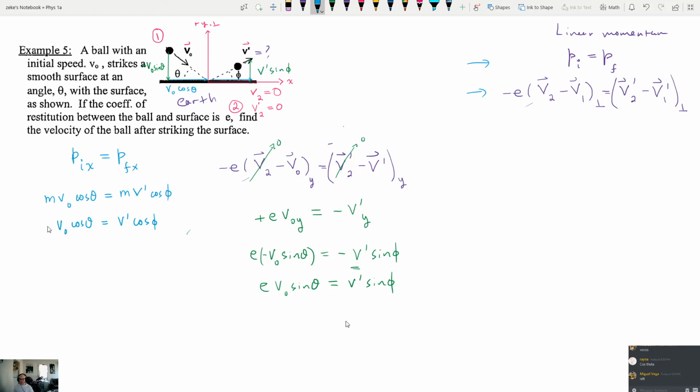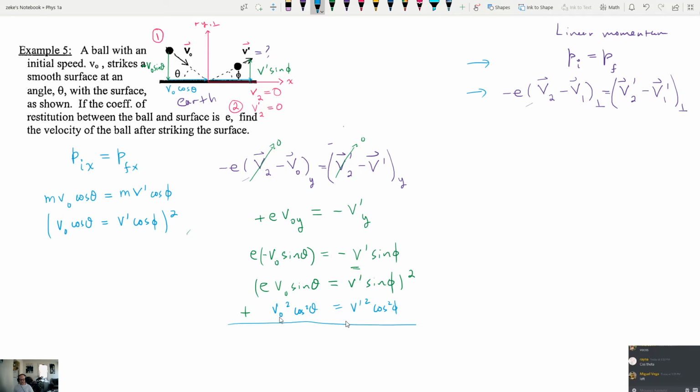And we're going to square this equation, and we're going to add it to the other equation. So we're going to square both the equations. This is going to get rid of the angle phi, and it'll give us an answer that'll have just v prime in it. So we're going to square them and add them. So we're going to add to this one v naught squared cos squared theta is equal to v prime squared cos squared phi.